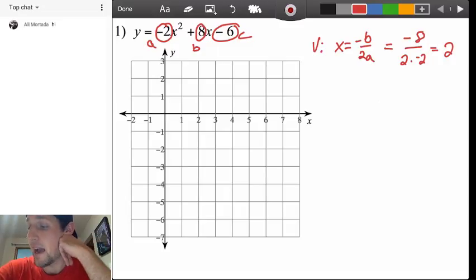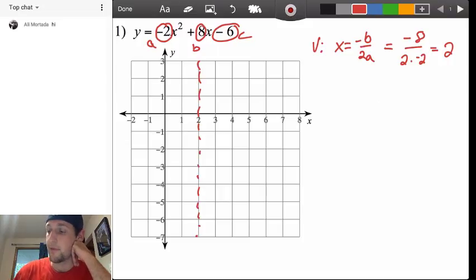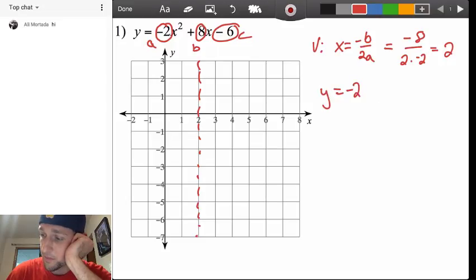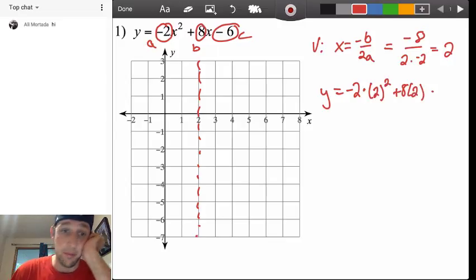That is also my axis of symmetry, by the way. If I want to explicitly write my axis of symmetry, it'd just be x equals 2. I could even draw a nice dashed vertical line going through 2 right now. To figure out the y value of my vertex, I'm pretty much just stuck plugging it into the equation. So y equals negative 2 times 2 squared plus 8 times 2 minus 6. I'm literally just plugging it in.